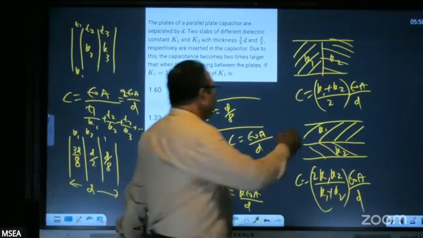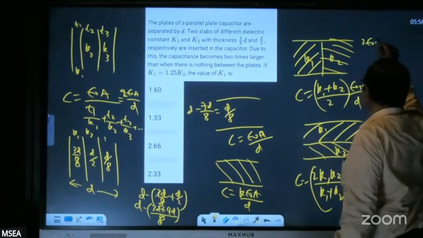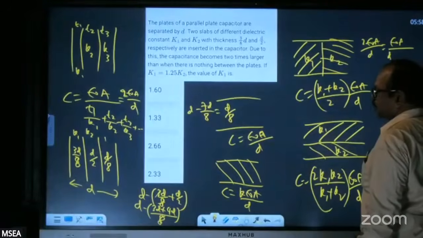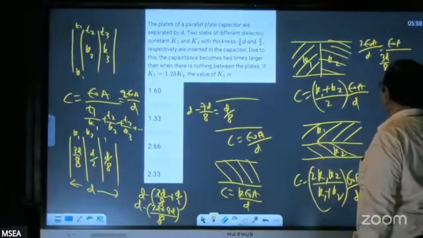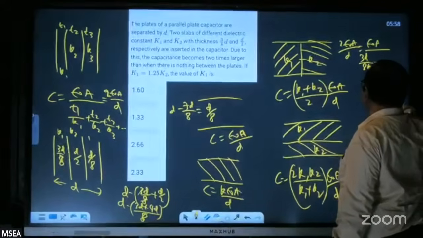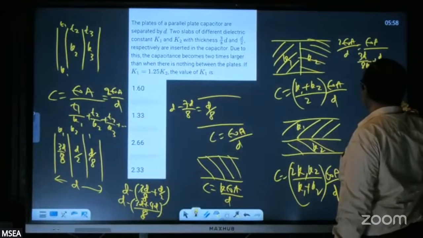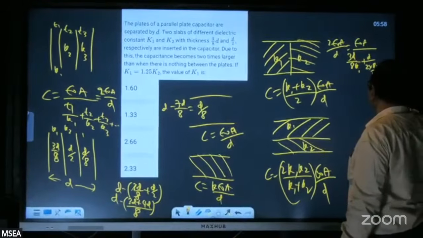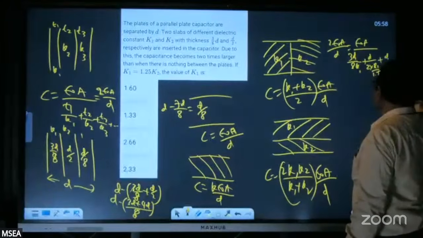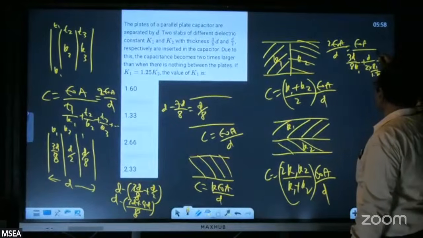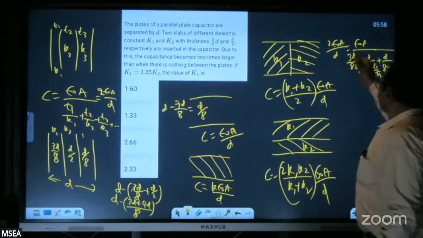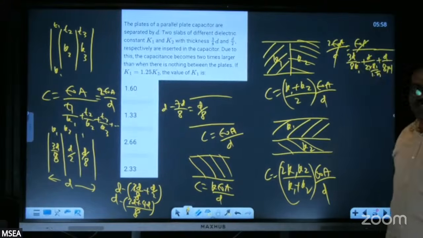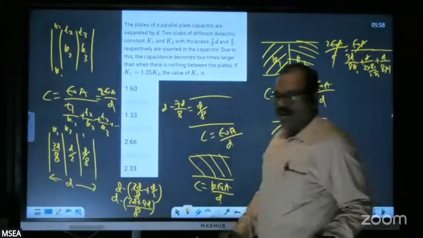Okay, I'll write here. So 2 epsilon naught A by D is equal to epsilon naught A by, 3D by 8 by K1 plus D by 2 into K2. K2 is equal to K1 by 1.25, plus D by 8, but there is no dielectric, which is air. That's all. So if you solve this, epsilon naught A by D cancels, then solve for K1, you get the answer. Okay, right.